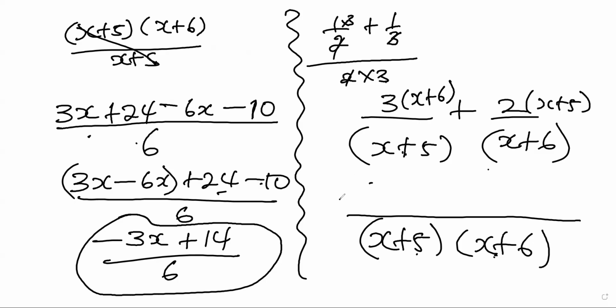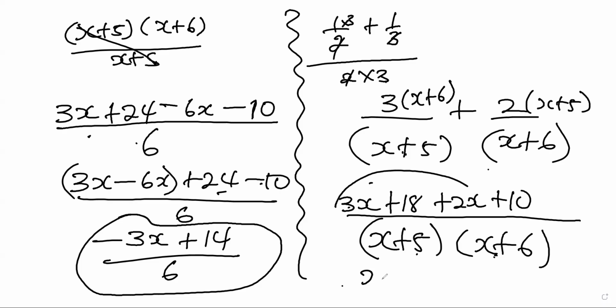3 times x, 3x. 3 times 6, 18. 2 times x, 2x. 2 times 5, 10. So we just simplify. We add the 3x and the 2x, so you have 5x, and 18 plus 10 is 28, and then you put it all over that. So this we are going to look at on Sunday.